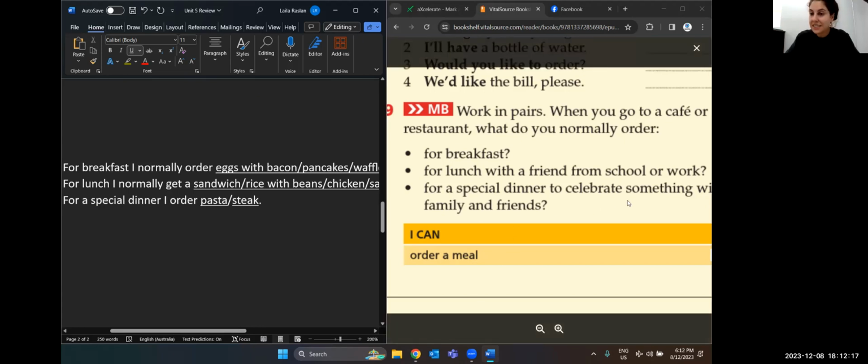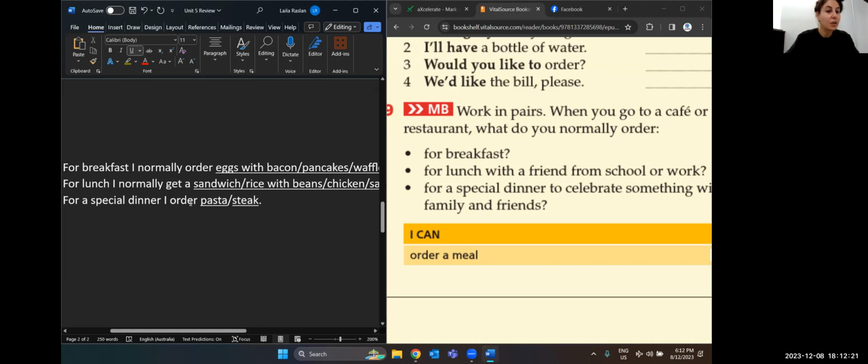For a special dinner to celebrate something with friends and family. So for a special dinner, I order, remember you're at a restaurant, I order pasta, steak. What else? Spaghetti, pasta. What do you normally order? Chicken parmigiana, T-bone. It's a type of steak, yeah. What do you normally order for a special dinner at a restaurant?